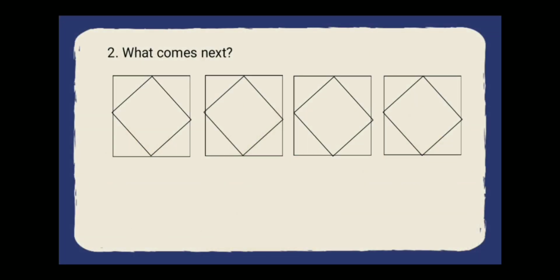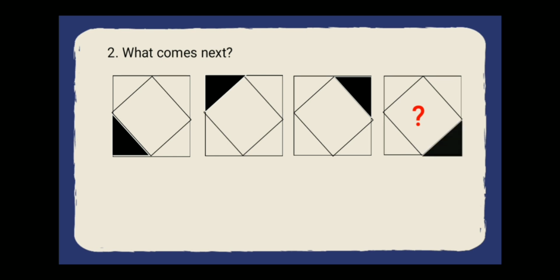Here's another example. Observe the picture. You can see there its pattern. In observing its pattern, you can answer the next question, which is what comes next. Where do you think we can find the other black triangle? Yes, we can find it at the bottom on the right side corner.